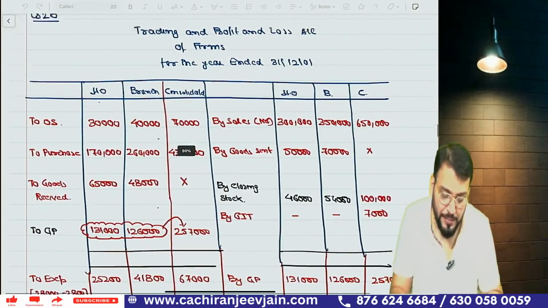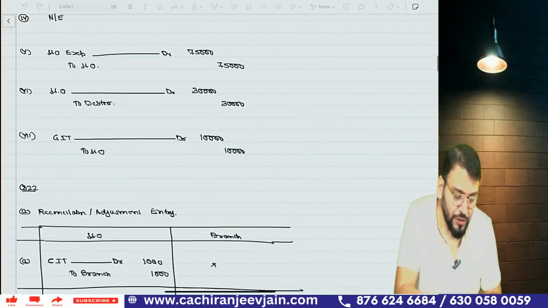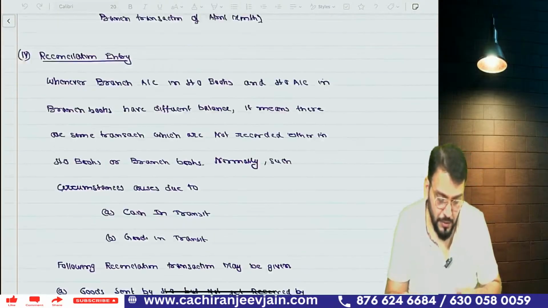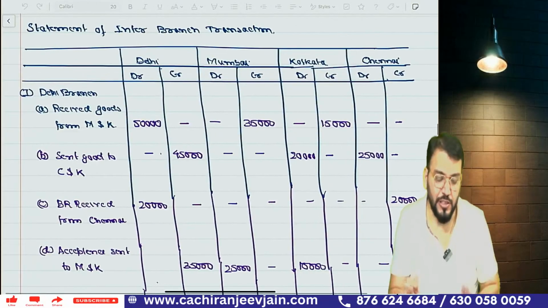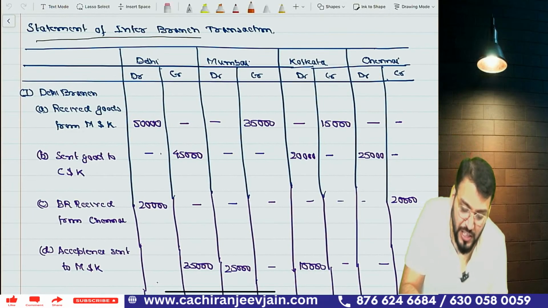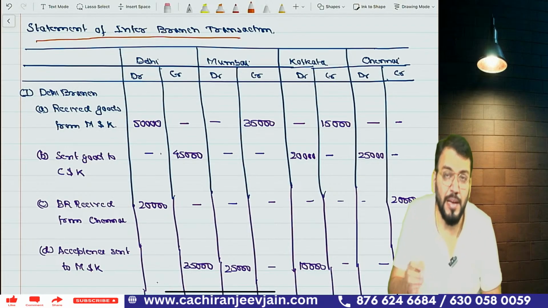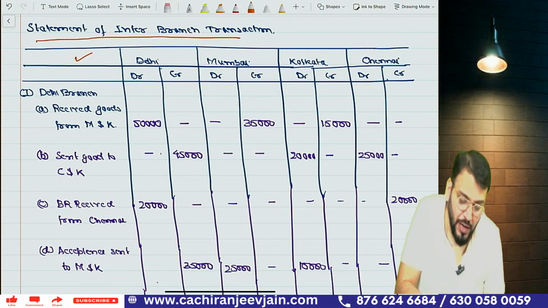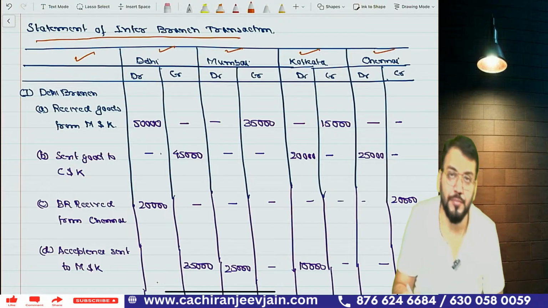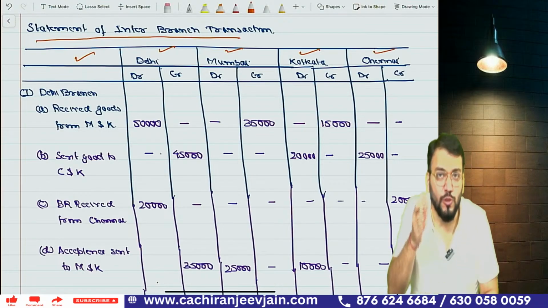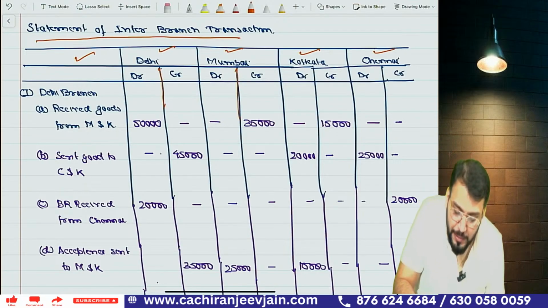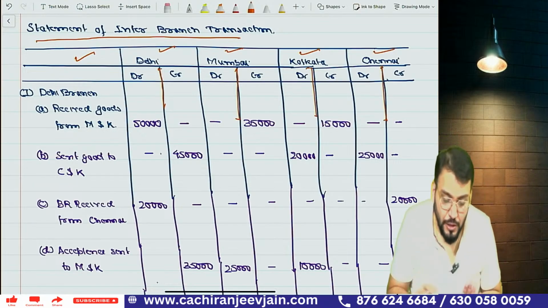You can see this is the format. How to do this type of question? Let me explain the format. We will prepare the solution in this format. You can see the statement of inter-branch transactions. So what we'll do? We'll make 4 columns, one for each branch, and one particular column. So you can see 1, 2, 3, 4, 5. And each branch column will have 2 inner columns, that is debit and credit amount. Have you understood? Correct. So this is the format.